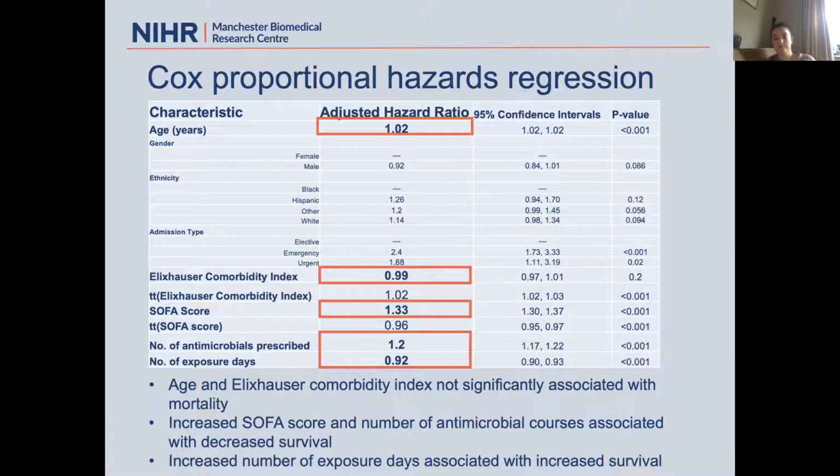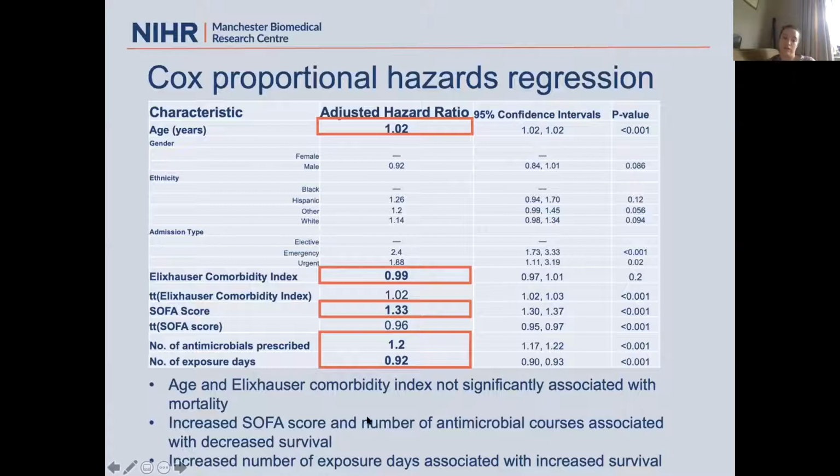The results from this show that age and the comorbidities are not significantly associated with mortality, because they're very close to 1. The hazard ratio for the SOFA score and the number of antimicrobials prescribed show that an increase in those numbers is associated with decreased survival.